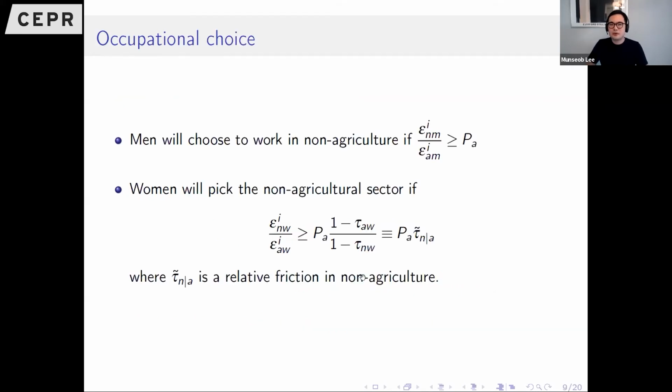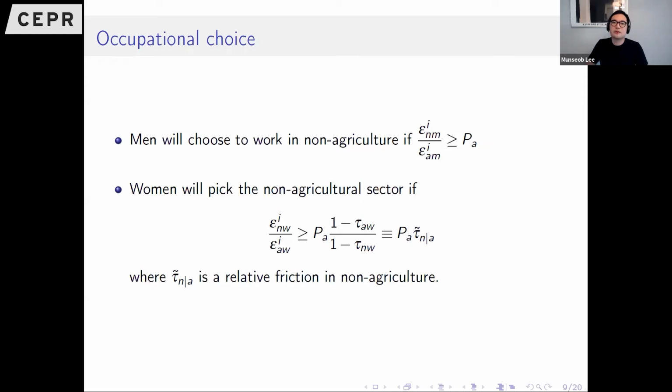Then individual workers make an occupational choice. Men will choose to work in the non-agricultural sector if their talent in the non-agricultural sector is sufficiently high. This is a wage ratio, because this is the 1/PA. So at the end, in the competitive market, the wage ratio is going to be the price in the non-agricultural sector divided by PA, the price in the agricultural sector. So the male workers' occupational choice is quite simple.